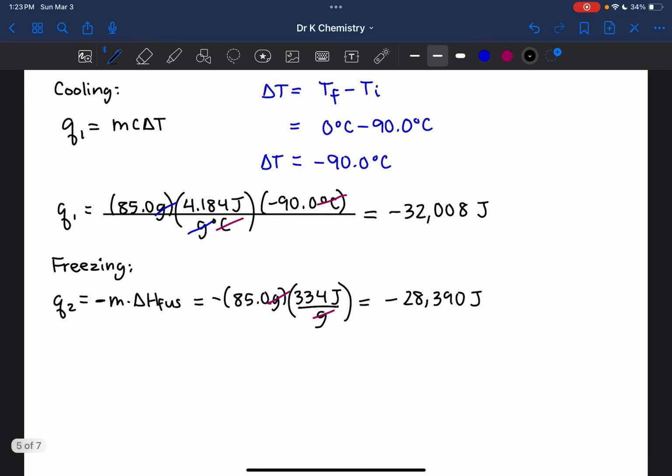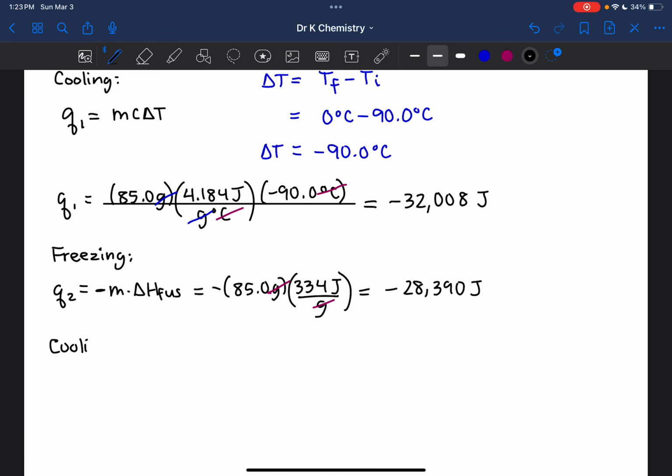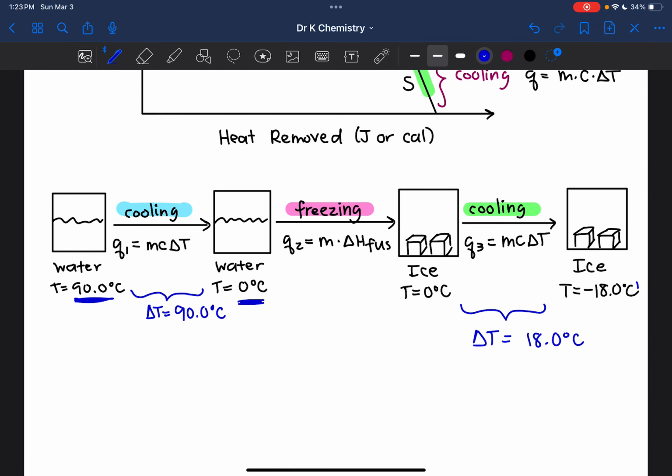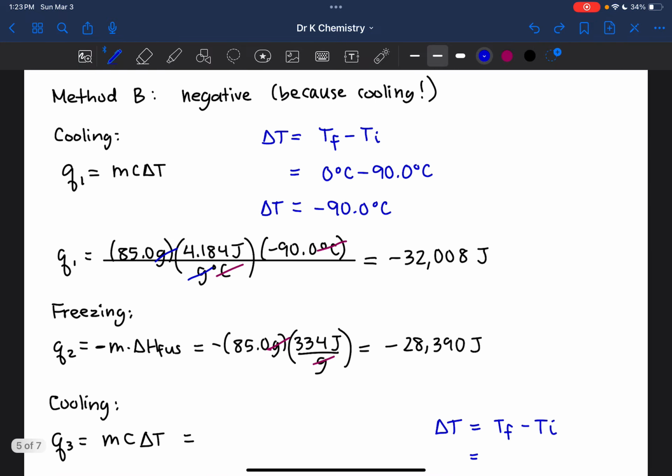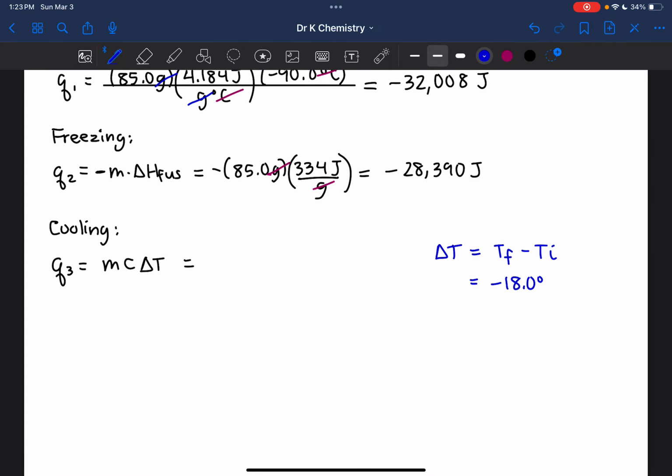And then once everything is frozen, we are cooling it further. And the equation for that was mass times specific heat times the change in temperature. And again, the change in temperature is going to be the final temperature minus the initial temperature. Here, our final temperature is negative 18 and our starting temperature is 0, which really means that we are subtracting 0 from negative 18. So the delta T is negative 18 degrees Celsius.